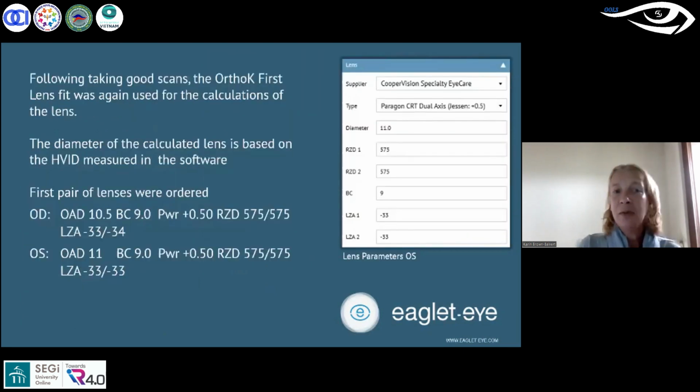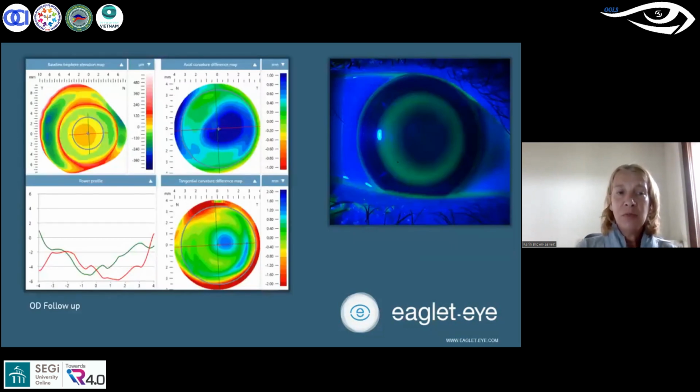So following taking good scans, I know I keep going back to that, but it is really important to get good scans. The lens fit was again used for the calculation of the lens. The diameter is calculated based on the HVID, and the first pair of lenses was ordered. So with the follow-up, again, we've got the baseline measurement there, we've got the actual curvature difference map, the tangential curvature difference map, and the power profile.